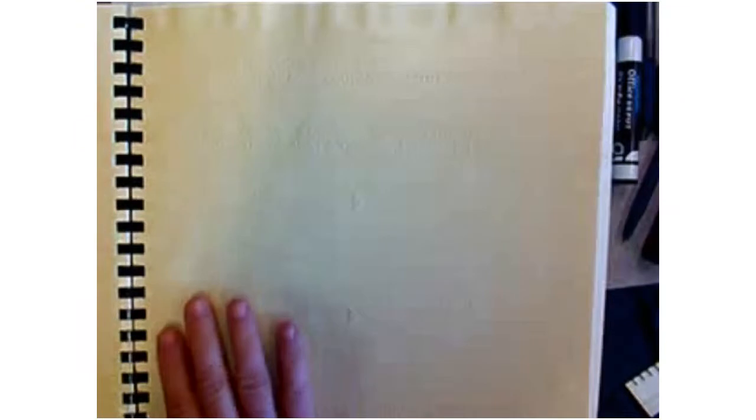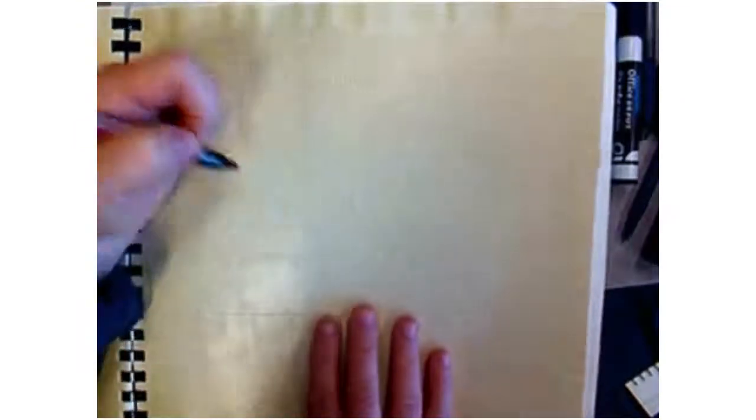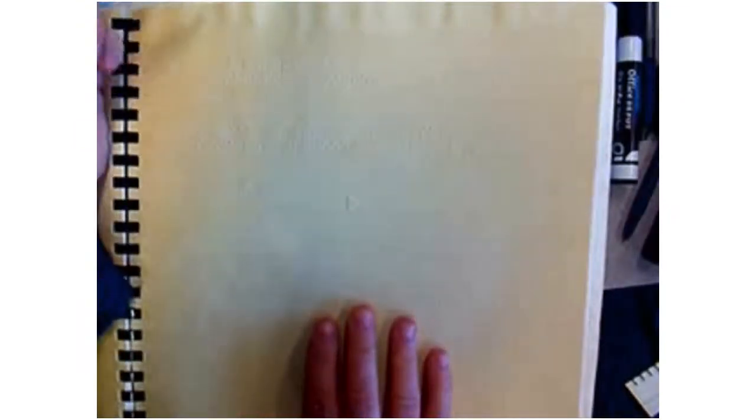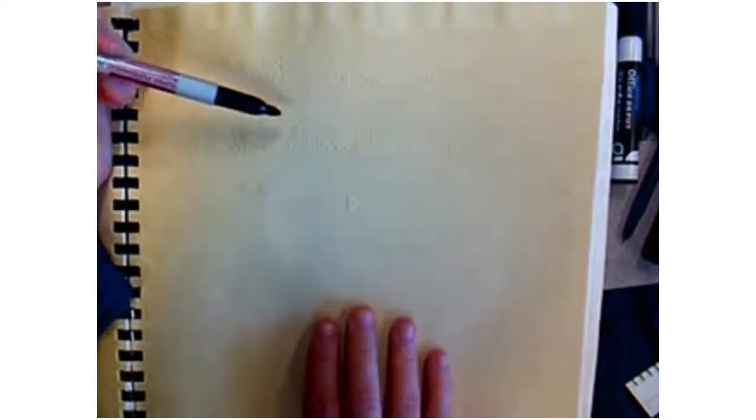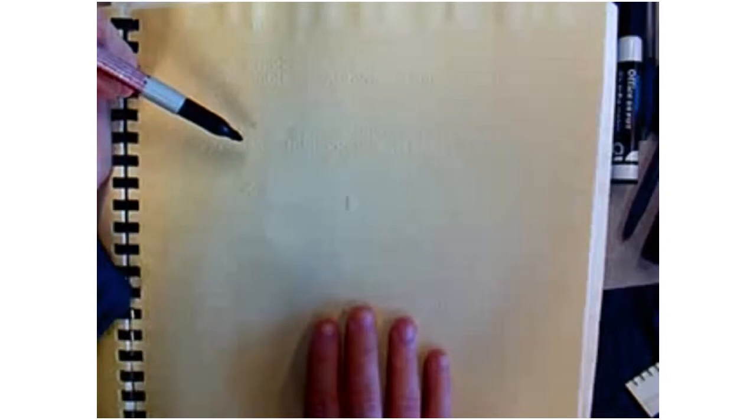So on page 335, notice that they're asking us, it says in example 3, find the missing angle measures in the isosceles trapezoid TRAP.